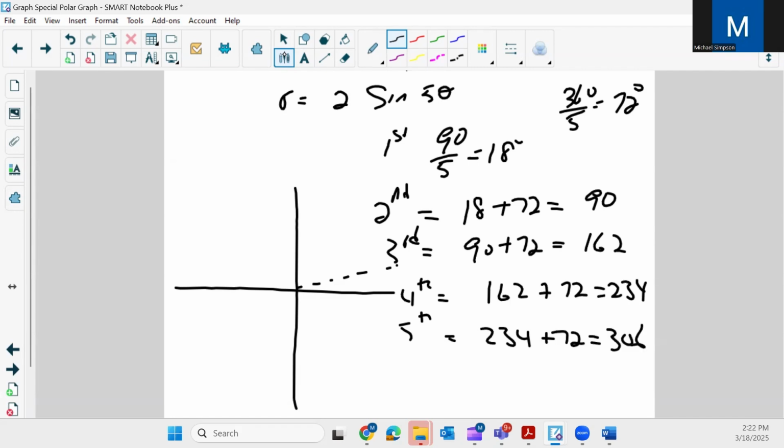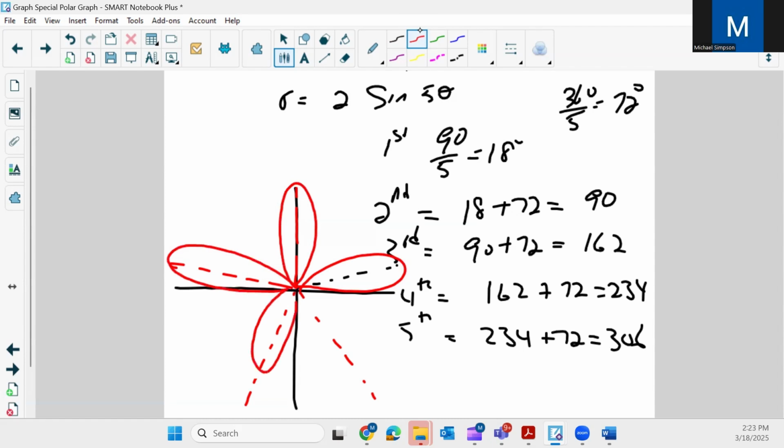All right, guys, that's how you can find where they started. Let's put it on the graph. 90 is right here. 162, this is 180, so 162 is right here. 234, this is 225, so 234 is somewhere down here. And 306 is probably somewhere around here, below 270. Right? You're going to do this, you're going to do that. All right, see that?